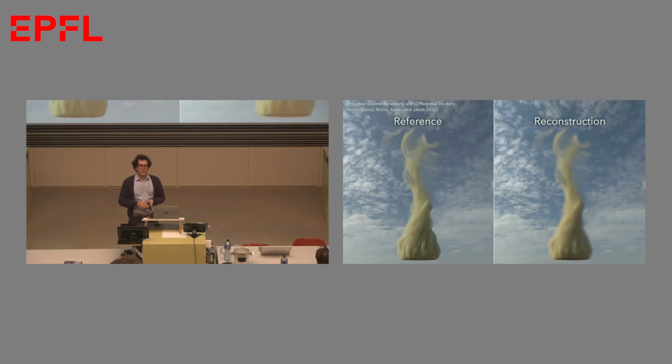Rendering isn't just restricted to hard surfaces. You can also render fuzzy things, and an inverse renderer can reconstruct those fuzzy things, like volumes, volumetric clouds, smoke, and dust. And let me show you one more example.